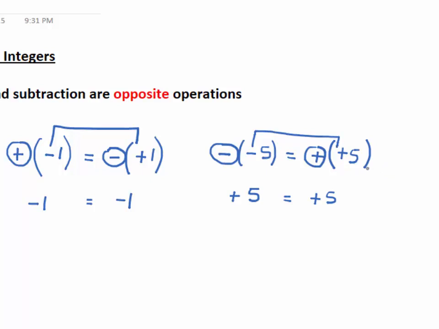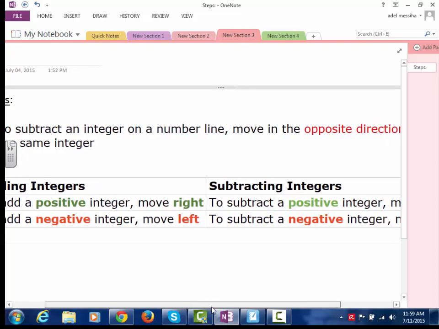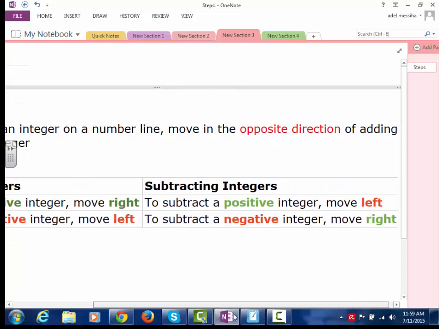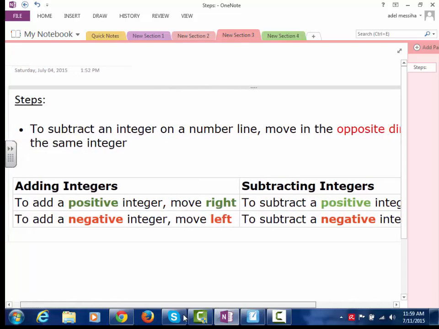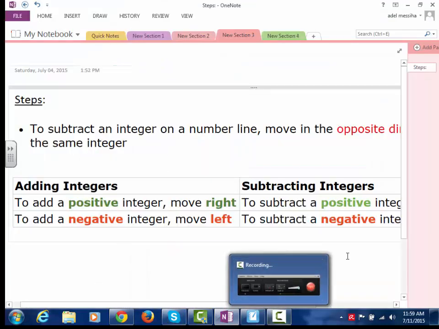Very important, because the word opposite here is going to lead us to the next lesson, which is subtracting integers. We will see how it works. So let's see the steps. To subtract an integer on a number line, move in the opposite direction of adding the same integer. This is very important to understand.